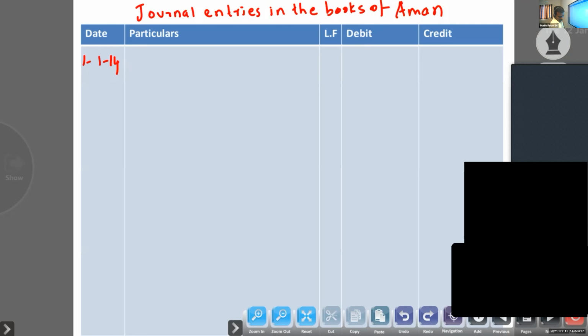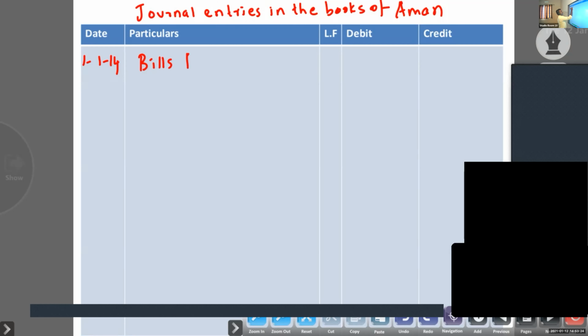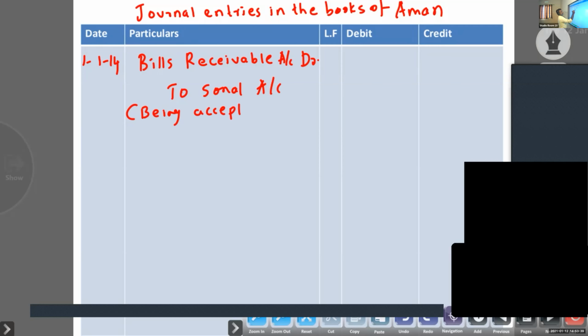So we'll start. So here journal entry only. Second one, bills receivable account debtor to Sonal, being acceptance received. Amount it is given, 4,000.